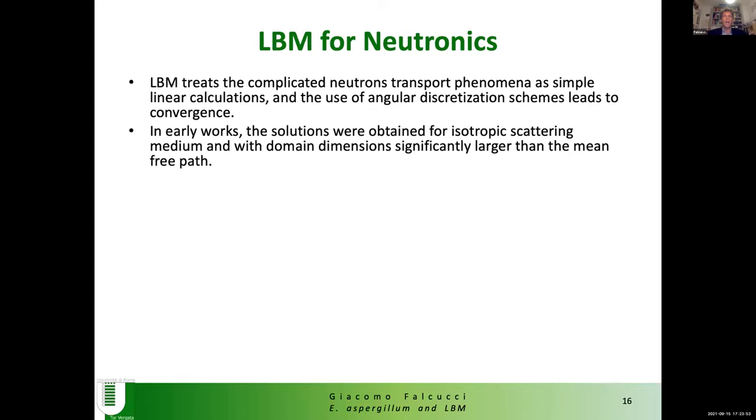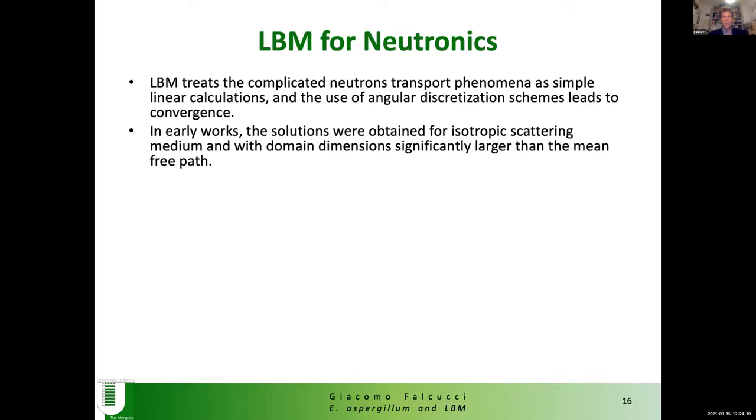So summing up for neutronics, LBM treats this complicated neutron transport as a simple linear calculation as always, in the same way as for fluid dynamics compared to Navier-Stokes. It uses angular discretization schemes instead of the velocity phase space, but the basics is always the same.